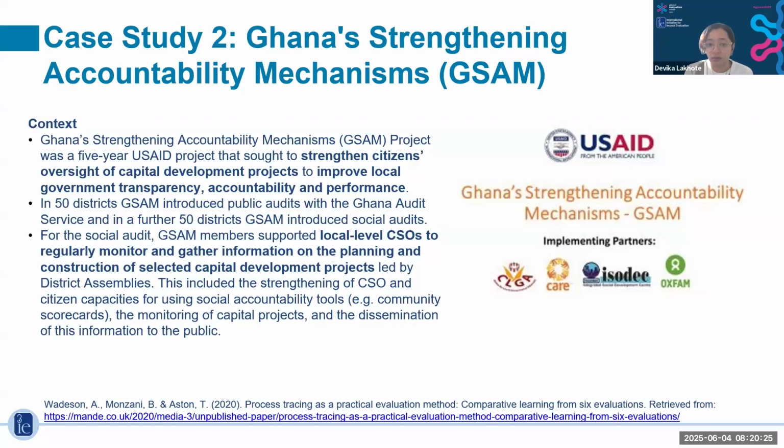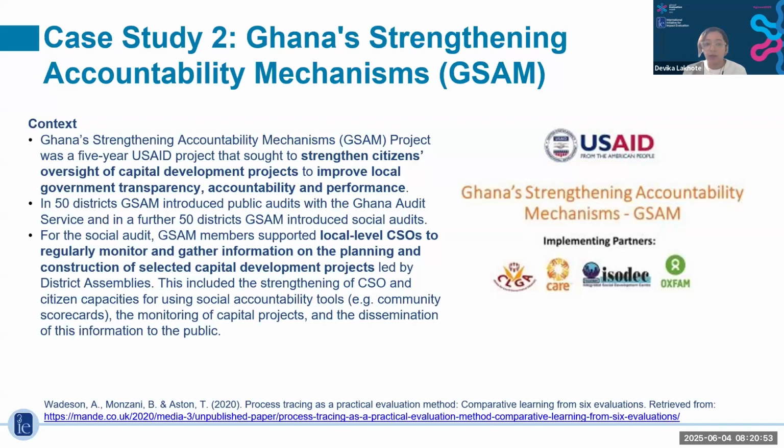As you can already see here, these are complicated outcomes to measure: government transparency, accountability, performance. And the intervention itself, which is strengthening of citizens' oversight, also encompasses multiple different activities. So in this project, in 50 districts, the GSAM introduced public audits with the Ghana Audit Service, and in a further 50 districts, they introduced social audits.